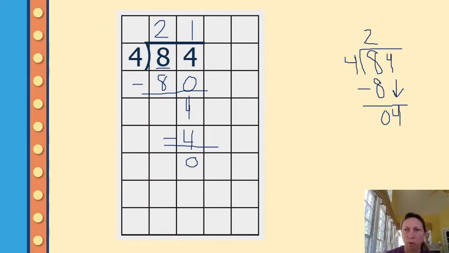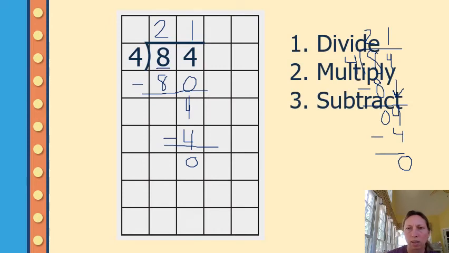All right, now you do 4 divided by 4, and that equals 1. 1 times 4 is 4. And then you get 0. Putting that 0 there is just to show that it's in the tens column, and it's just an easy way to subtract. So remember the steps: divide, multiply, and subtract. All right, so they're going through the steps now.